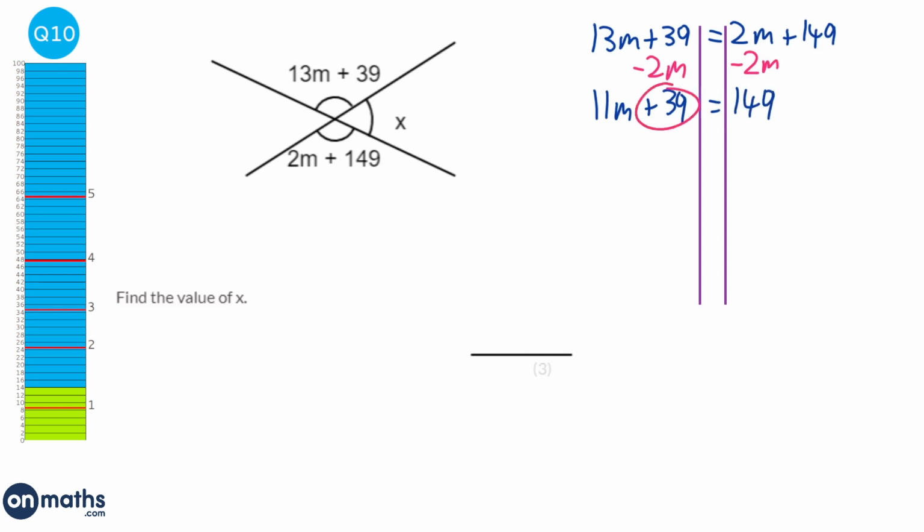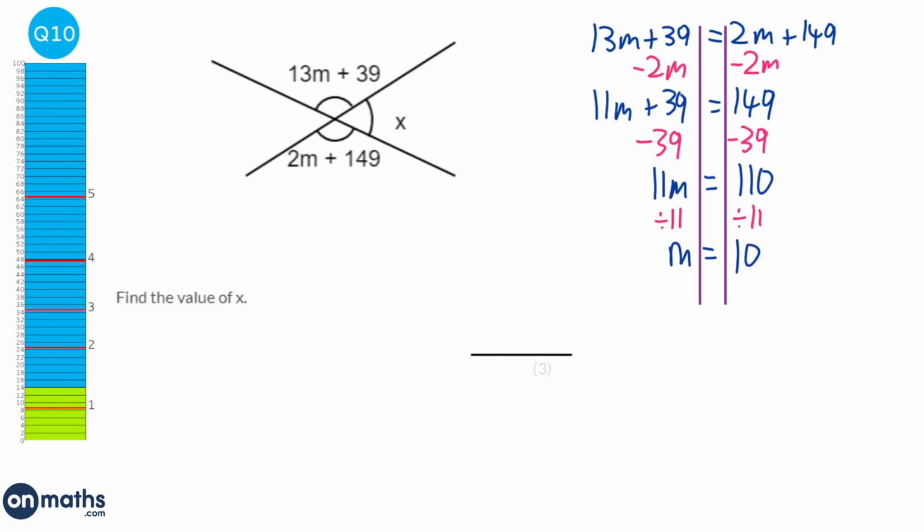Next, we're going to remove the number. So take away 39 from both sides. And we've got 11m is equal to 110. And then we're going to divide both sides by 11 to find out what m is. So m therefore equals 10. So we know if m equals 10, we can then work out x.